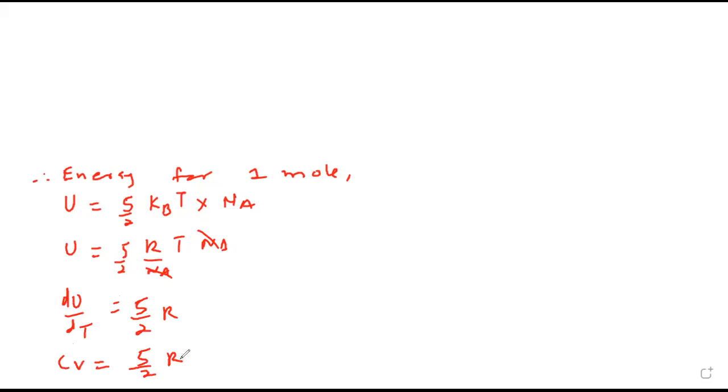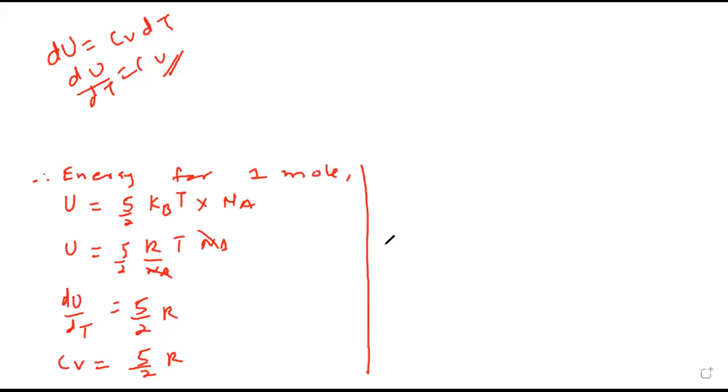Once again look, Anmol, how we got dU/dT is Cv. Heat supplied at constant volume is used to increase internal energy. So internal energy for one mole is given by Cv dT. Therefore, dU/dT is called Cv. Hence, we wrote dU/dT as Cv, which is 5/2 R.